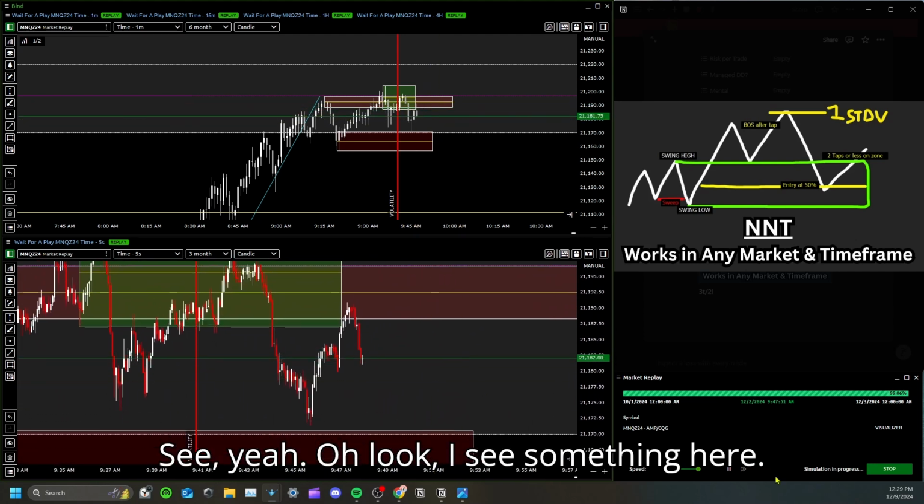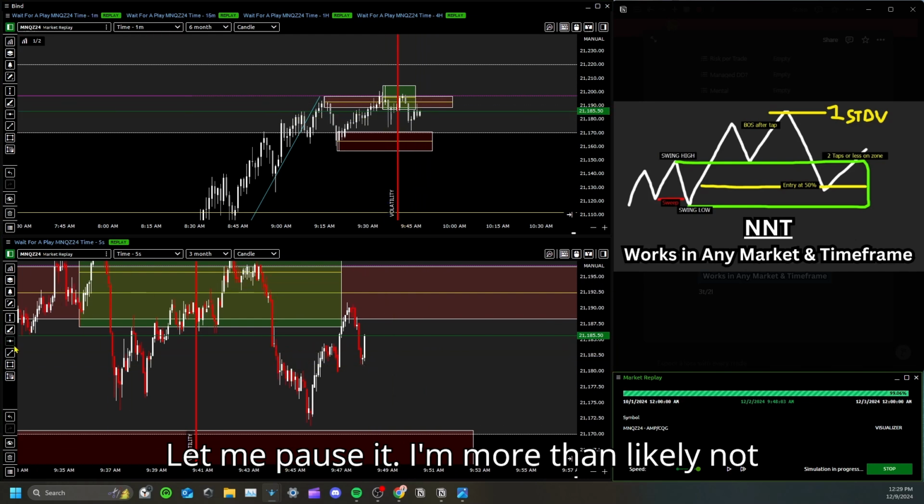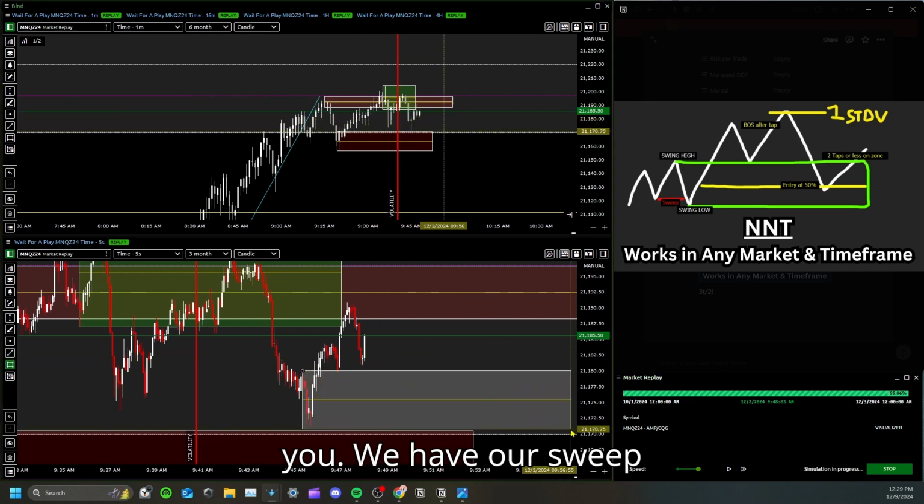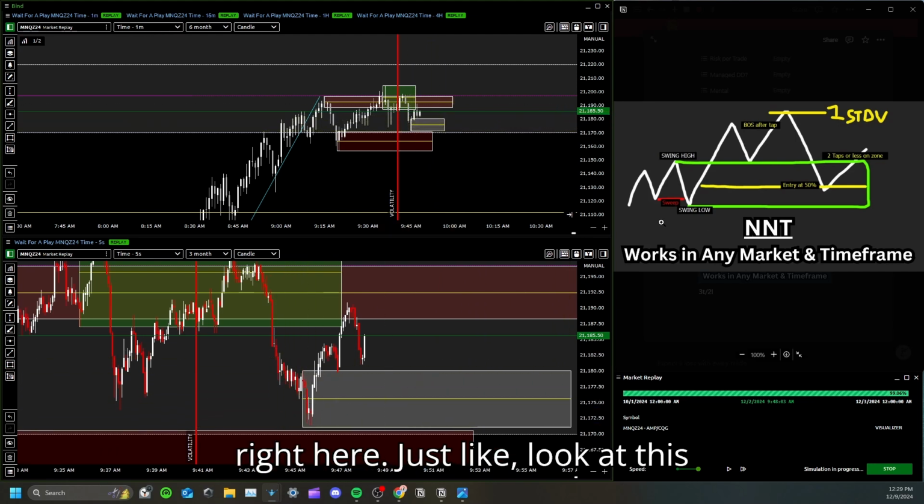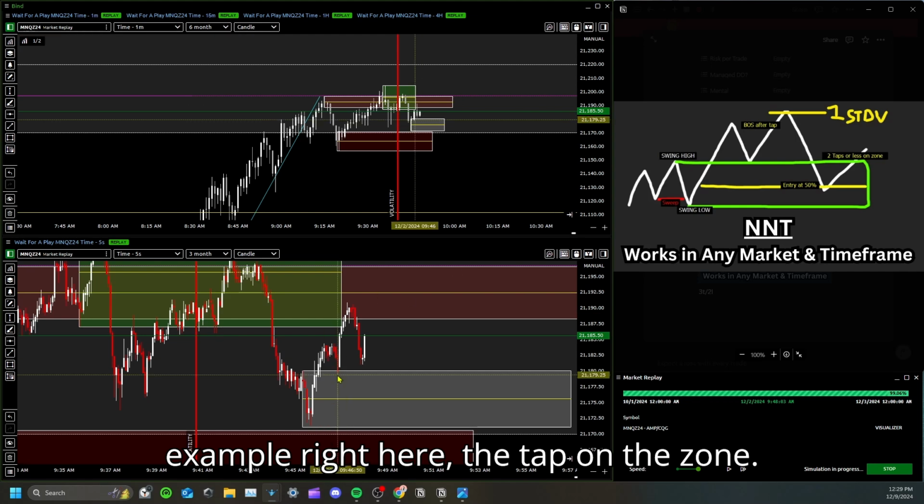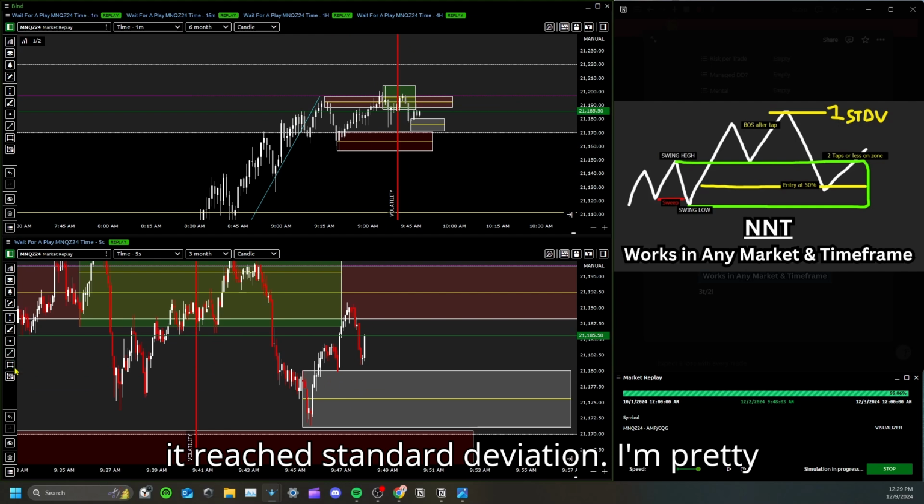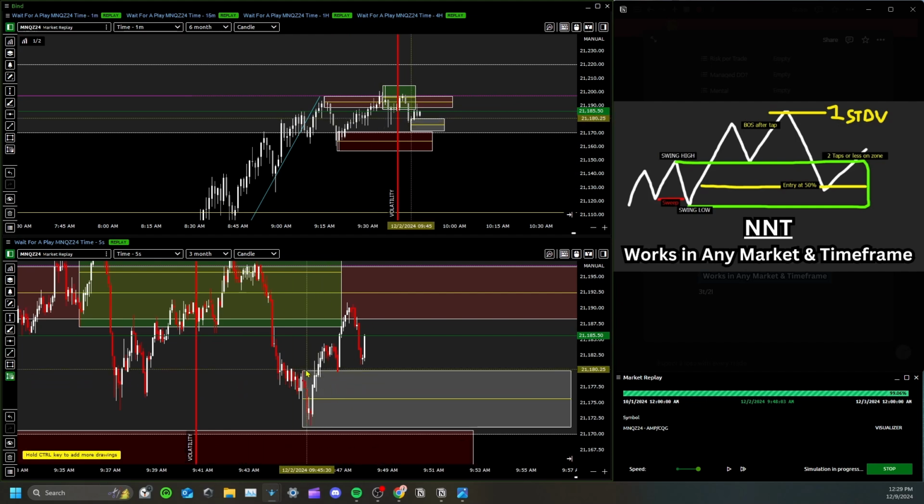So yeah. Oh look, I see something here. Let me pause it. I'm more likely not going to take this, but let me just show you. We have our sweep right here. Just like look at this example right here. The tap on the zone. We broke structure. And then let's see if it reached standard deviation. I'm pretty sure it did.